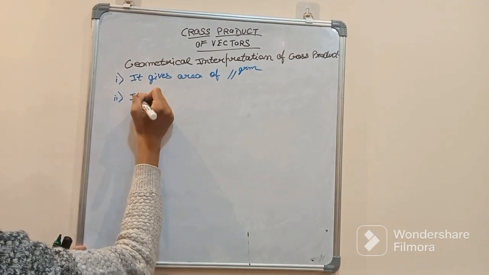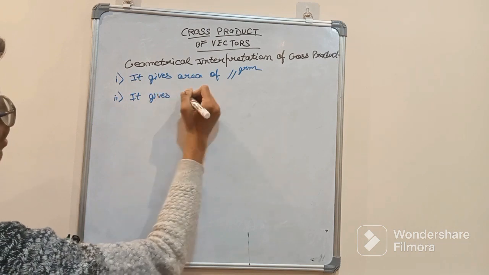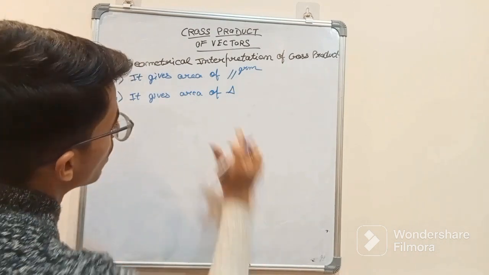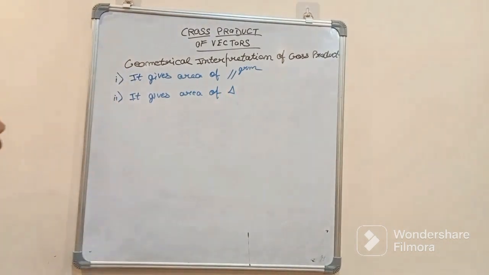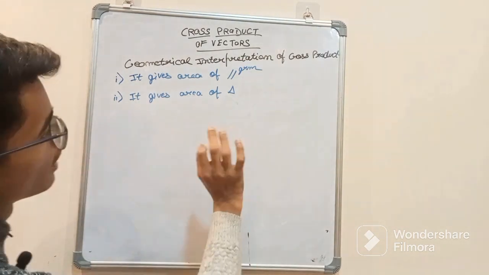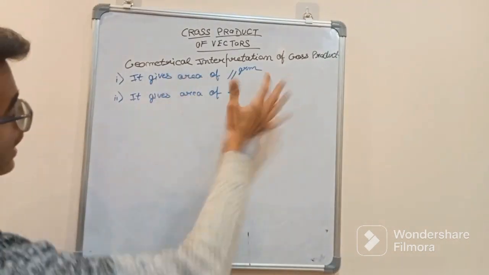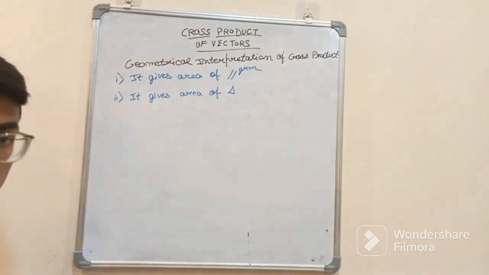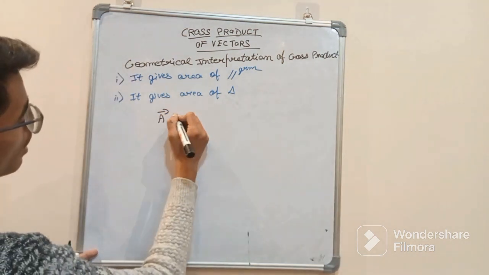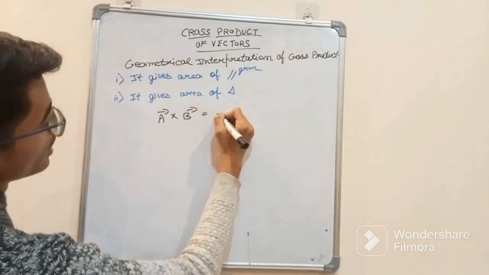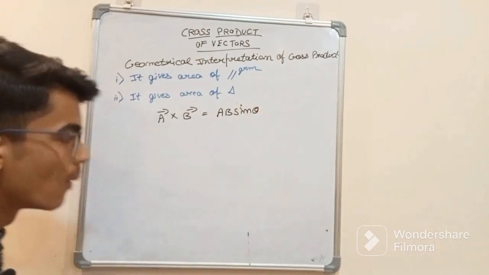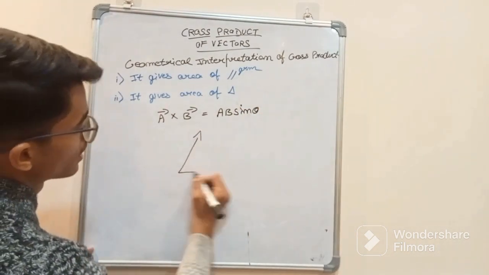Next, it gives the area of a triangle. How? How does this geometrical interpretation of cross product state that the cross product of two vectors gives us the area of a parallelogram and the area of a triangle? I'll explain. A vector cross B vector is equal to AB sin theta. All of us know.